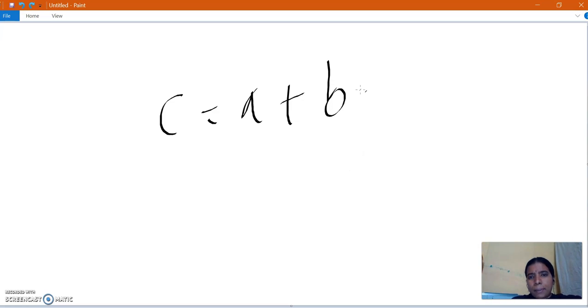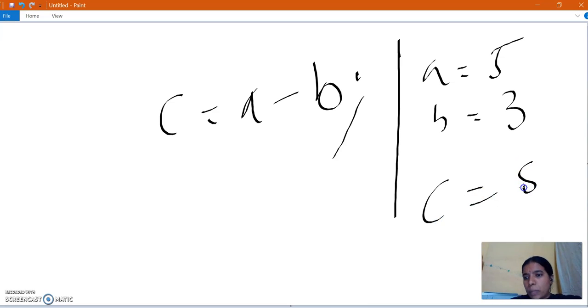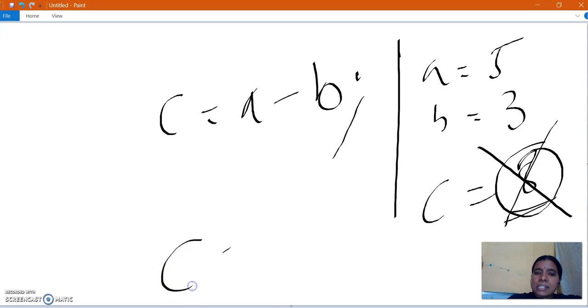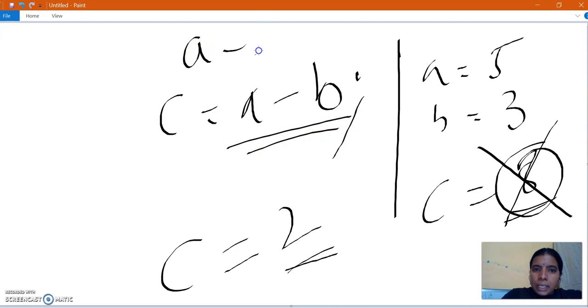But for example, in a hurry, imagine if I just wrote C is equal to a minus b, and run my program with the inputs A as 5 and B as 3. Instead of getting C is equal to 8, which is the expected answer, I will be getting C is equal to 2, because in a hurry we ended up writing C is equal to A minus B, which is used for subtracting two numbers, not adding two numbers.